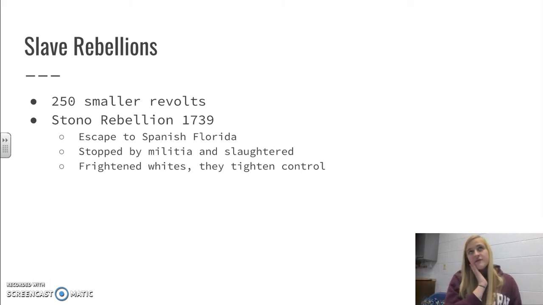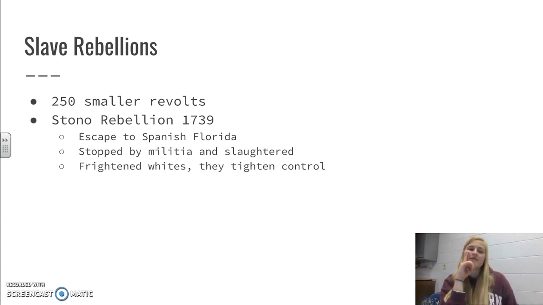The slaves attempt to gather together and march to Florida, Spanish Florida, because the government in Spanish Florida had promised them freedom to any slave who reached there. And this was just an idea to weaken the British colonies. The Spanish were like, yeah, let's try and free their slaves. So they're stopped by a militia, and the Africans will fight back for quite some time, and 25 whites are actually killed, but hundreds of Africans are slaughtered after that. Scores of slaves will be killed by this militia.